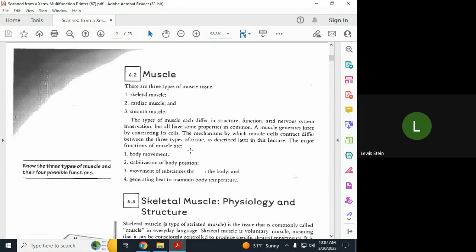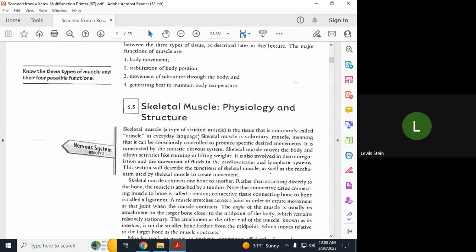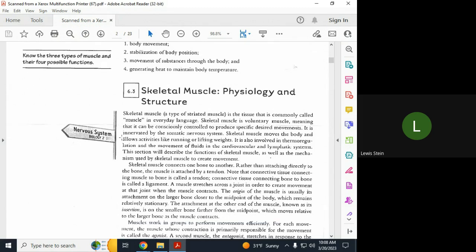Contraction, and what does it do? Body movement, stabilization, moving of substances, blood particularly, body position, moving the body itself, generating heat, maintaining body temperature, etc. So as we go through this, I'm just going to highlight what they highlight. Striated, voluntary, everyday language. So what we typically call a muscle generically. In the context of a test question, you'd have to see the term, what kind of muscle it is. Consciously controlled, innervated. Again, the distinction between autonomic and somatic.